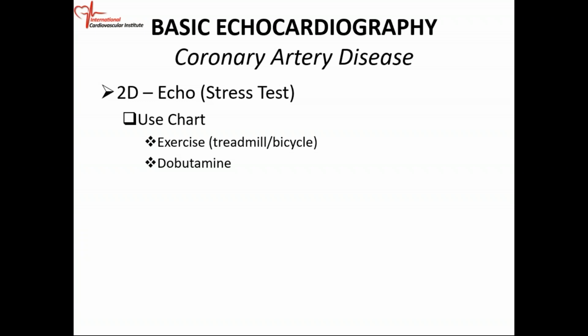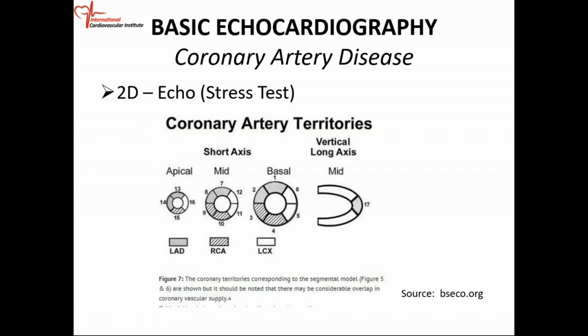So if someone presents with chest discomfort and you suspect coronary artery disease, if there's no contraindication to exercise, you can do exercise stress echo, as we have pointed out before. You can do either the treadmill or the bicycle. If the patient cannot exercise for whatever reason, then you can do a dobutamine stress echo. We went over stress testing. Now, let's review the coronary artery territories and the segments.